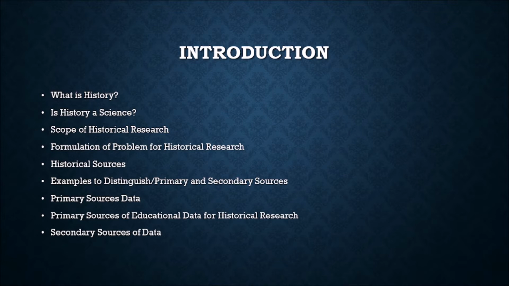Number 1, what is history? Number 2, scope of historical research. Number 3, formulation of problems in historical research. Number 4, historical sources, primary and secondary. Number 5, criticism, external and internal. Number 6, examples of criticism in historical research. And number 7, examples of historical research.